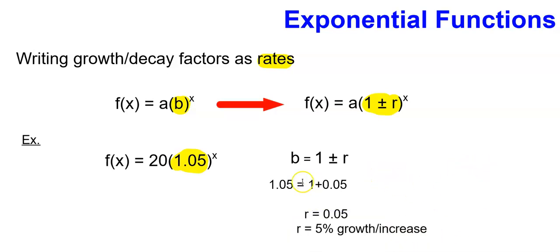Now, if it was less than 1, I'd have to subtract, and then it'd be negative. And in that case, it would be a decay or a decrease. So let's look at a few examples.